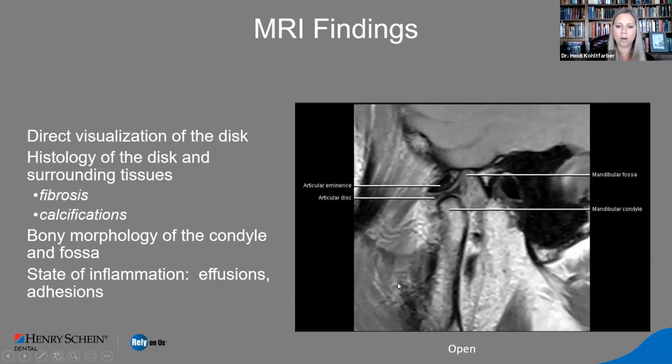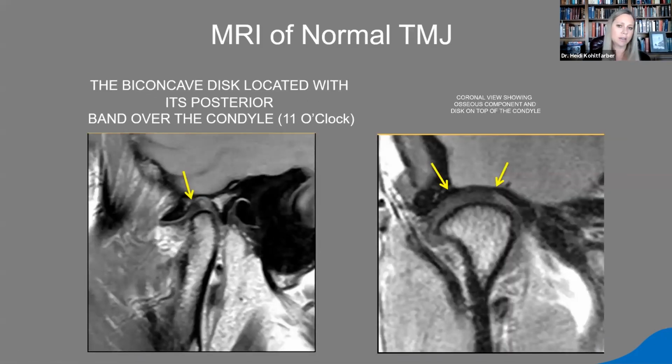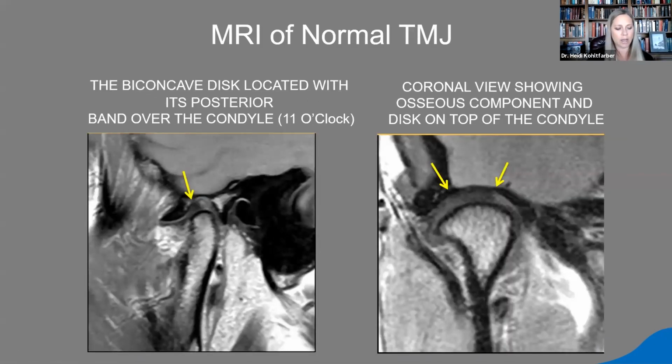With our MRIs, we have various sequencing that can help us. When we're looking at a sequence like a T1 or proton density, that's great for anatomy. Something like a T2 is great for looking at any of our effusions, our inflammation, that sort of thing. So again, these are our normal TMJ, looking at that beautiful little biconcave disc. That posterior aspect is going to be right at 12 o'clock or 11 o'clock position, probably more appropriately. But we can see the disc in our coronal and our sagittal sections.